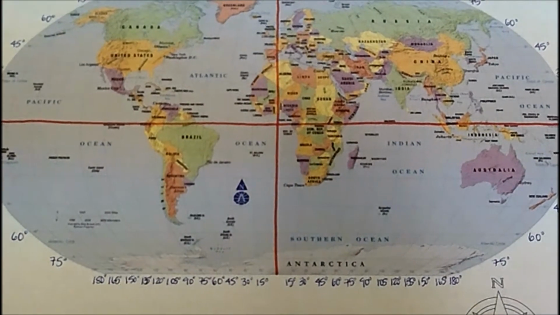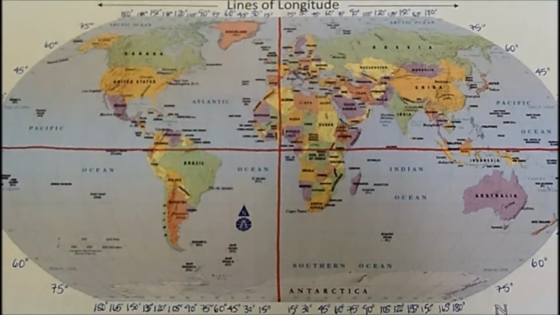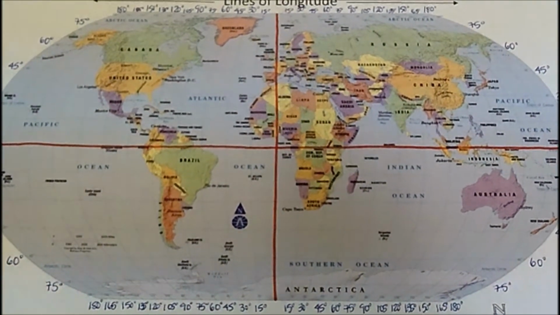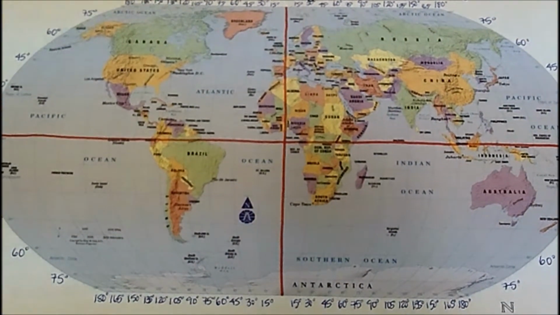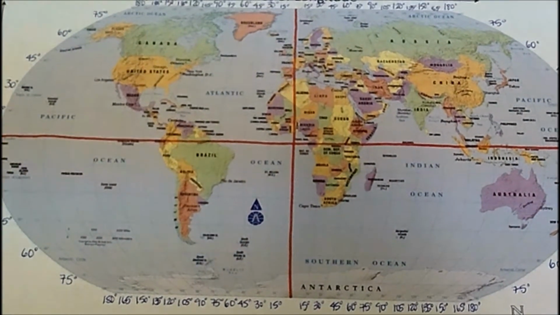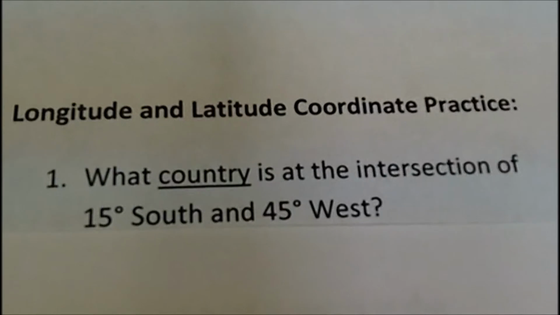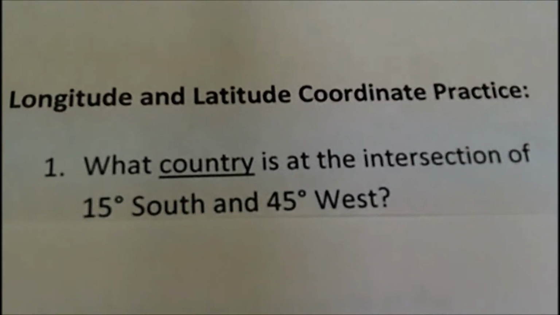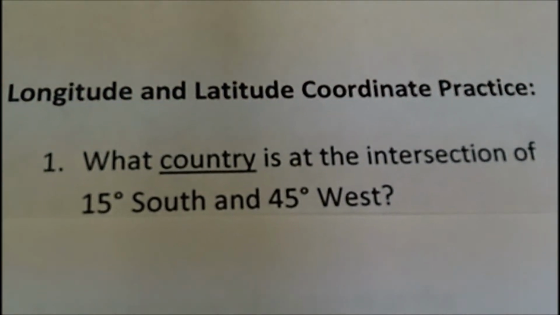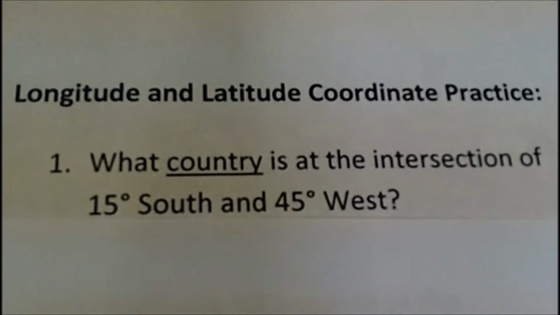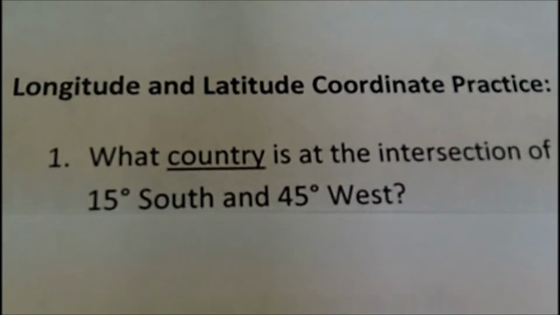Now that we know the basics of reading longitude and latitude lines on a map, let's practice finding the intersection of some longitude and latitude lines. The first problem says, what country is at the intersection of 15 degrees south and 45 degrees west?